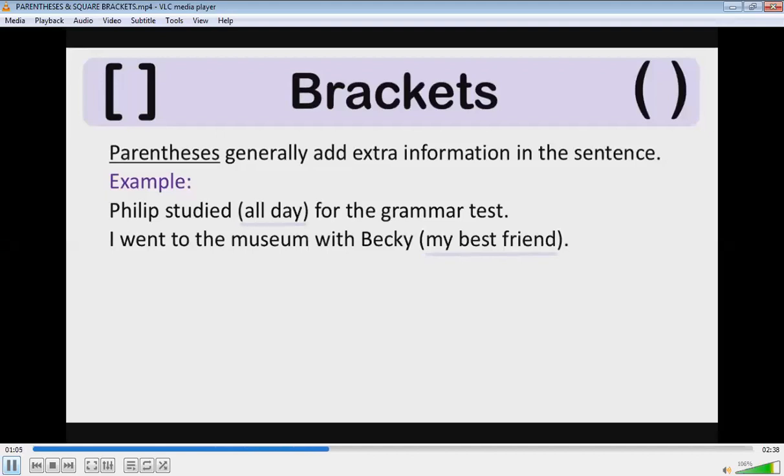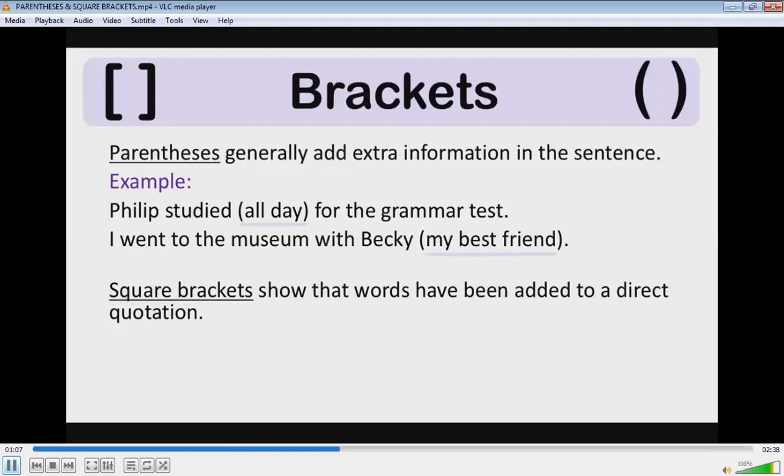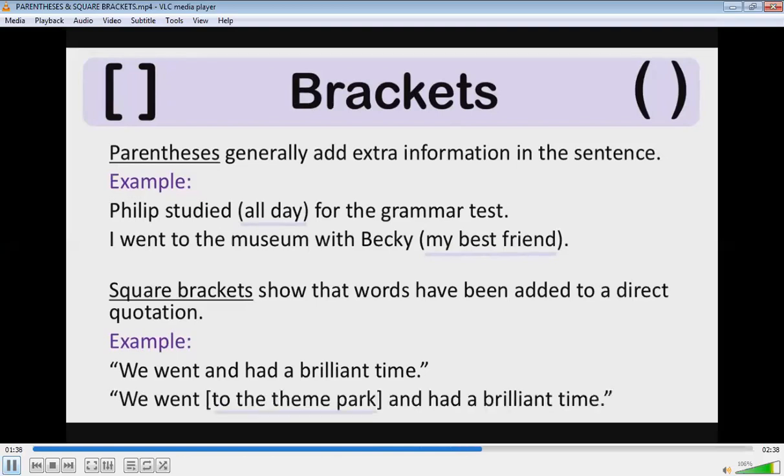The second type of bracket is square bracket. Square brackets show that words have been added to a direct quotation. It may be necessary to use square brackets if you are providing extra information in order for a quote to make sense. For example, we went and had a brilliant time. This quote isn't very clear as there isn't much context. However, we can provide extra information using the square brackets. For example, we went to the theme park and had a brilliant time. So here I'm adding extra information.